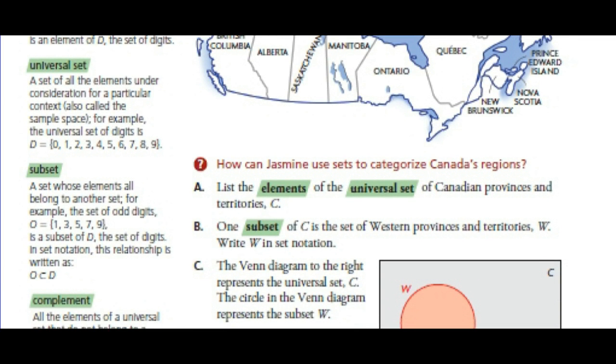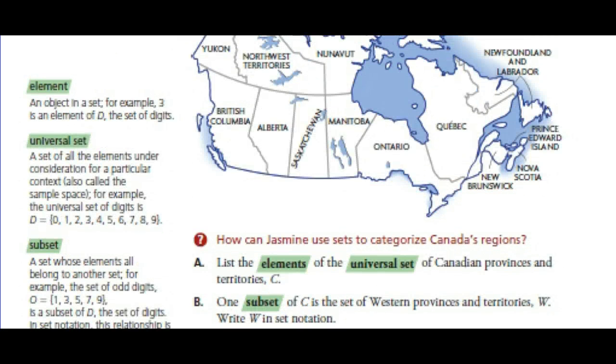How can Jasmine use sets to categorize Canada's regions? List the elements of the universal set. Okay, so there's a lot of definition in this first part, right? So element: an object in a set. For example, 3 is an element of D, the set of digits. Okay, so we're talking digits, that's what's on a numeric keypad, right? 0, 1, 2, 3, 4, 5, 6, 7, 8, 9. 3 is also an element of the set of whole numbers, right? So an element is just an individual object in the set.